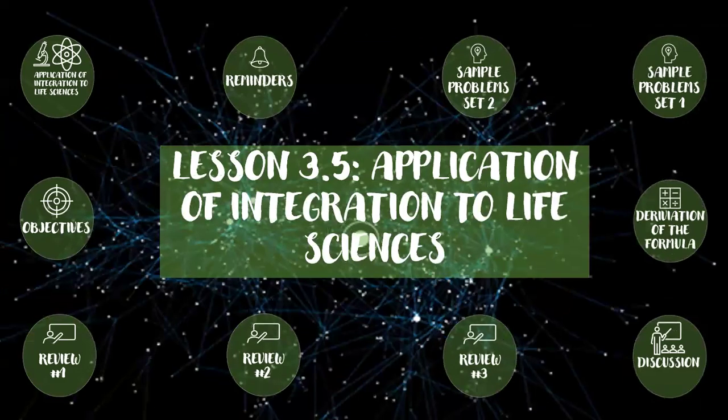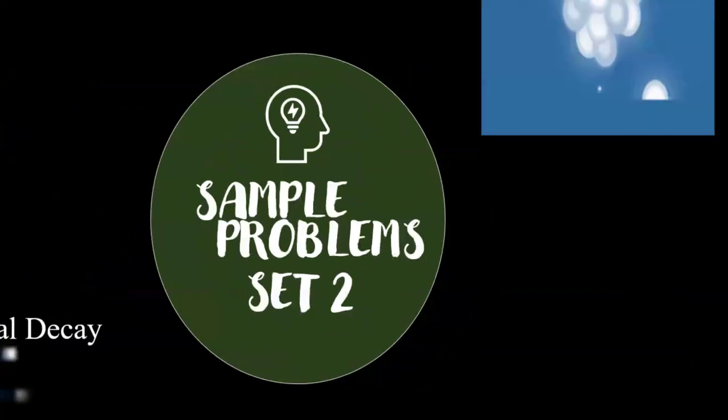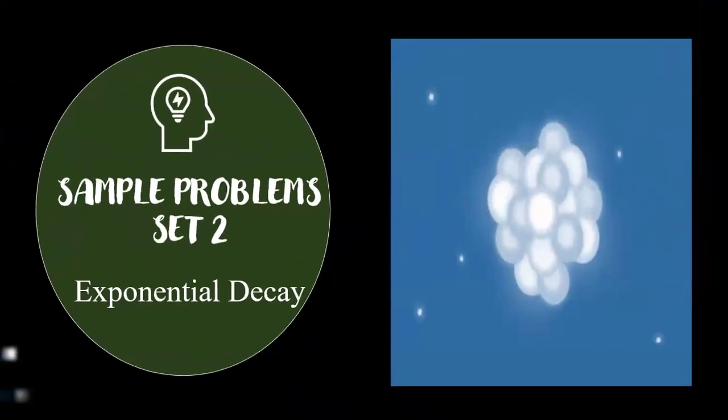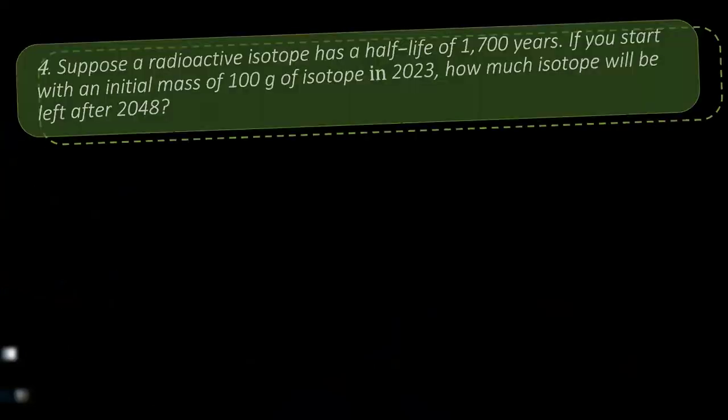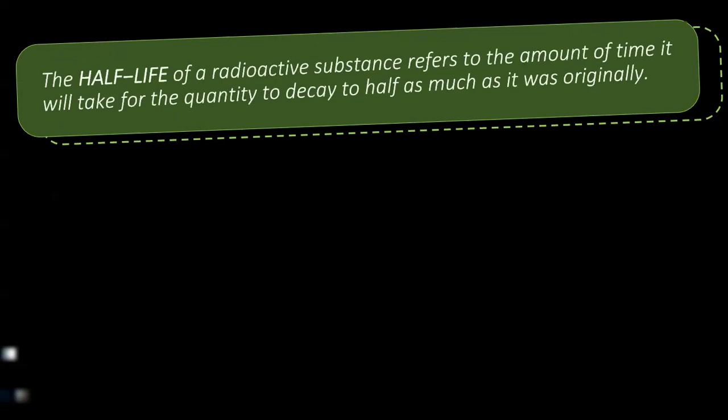So I hope you got all of sample problem set 1. Let's proceed now to sample problem set number 2. Of course, these problems will talk about exponential decay. So suppose that a radioactive isotope has a half-life of 1,700 years. If you start with an initial mass of 100 grams of isotopes in 2023, how much isotope will be left after 2048? To answer that, remember that the half-life of a radioactive substance refers to the amount of time it will take for the quantity to decay to half as much as it was originally.